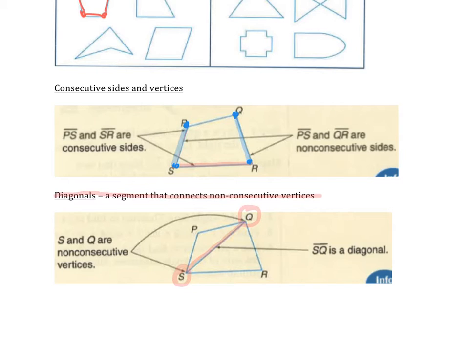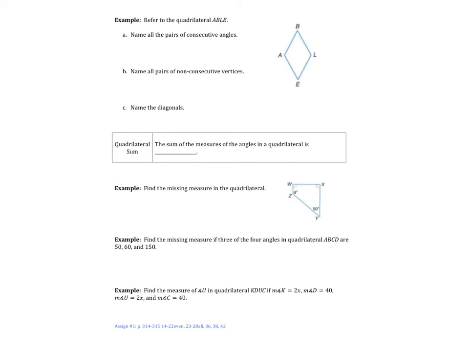In a quadrilateral, we have 2 diagonals. I'll go ahead and highlight that other diagonal. The other diagonal is from those other non-consecutive vertices of P and R. That would be this diagonal, and we would call that segment PR. It is also a diagonal here. Okay. Let's move on to the next page.